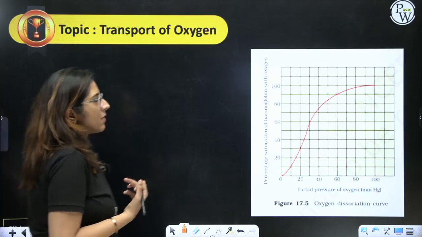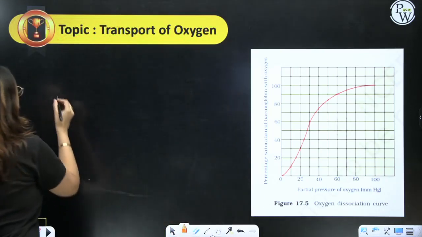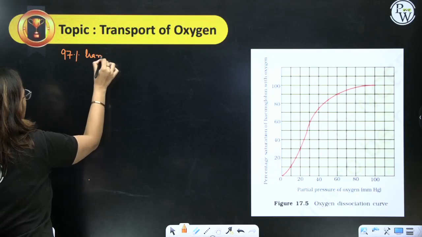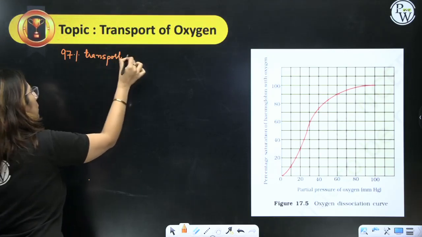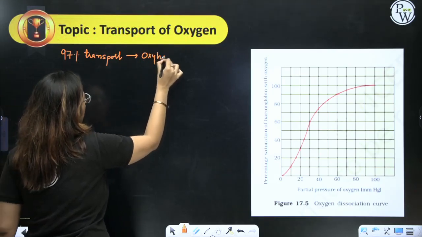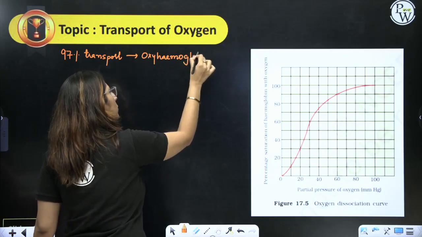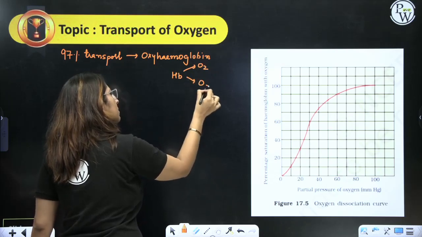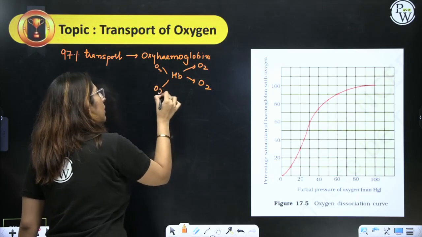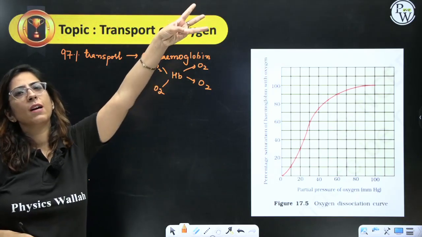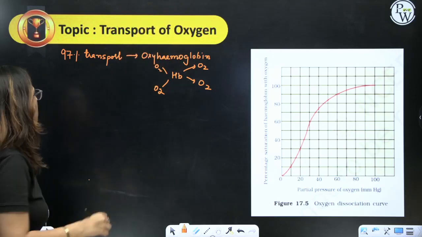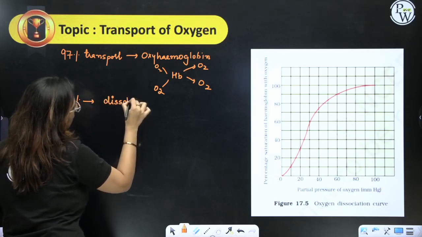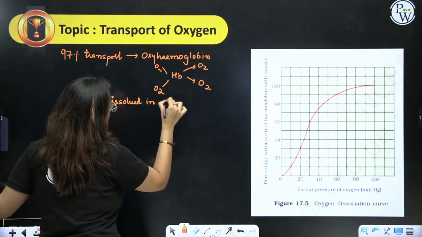So, transport of oxygen. Now, we'll be dealing with the transport of oxygen. Please remember the major transport, that means 97% transport, occurs in the form of oxyhemoglobin. That means they are bound to hemoglobin. At one time, 100% saturation means hemoglobin is bound to 4 molecules of oxygen. Clear? 75% saturated means 3 molecules are bound. 50%, 2 molecules, 25%, 1 molecule is bound. What about the 3%? 3% is dissolved in plasma.